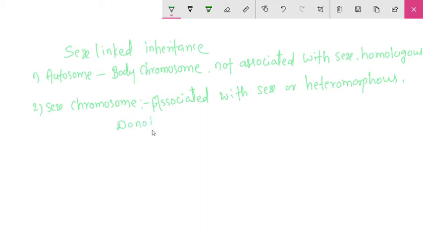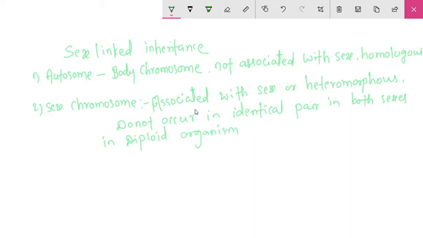They do not occur in an identical pair in both sexes in a diploid organism. That means the sex chromosomes are the heteromorphous ones. Heteromorphous means they are different.